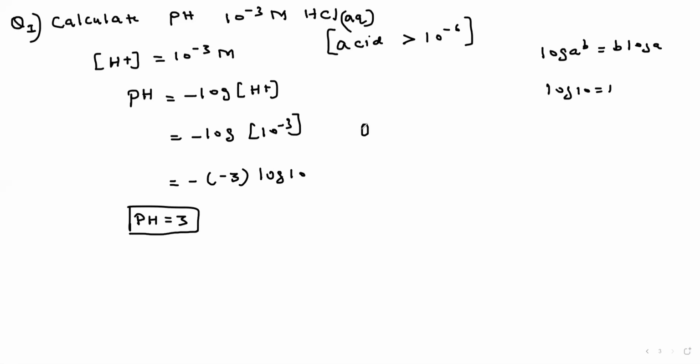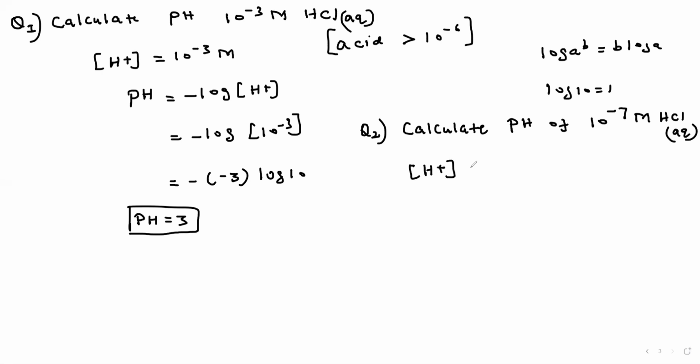Take a second question. Calculate the pH of the 10 power minus 7 molar HCl, aqueous solution. Now if you take the acid concentration, it is 10 power minus 7. Now look at the value. This value is less than 10 power minus 6. Therefore, the acid concentration is less than 10 power minus 6.